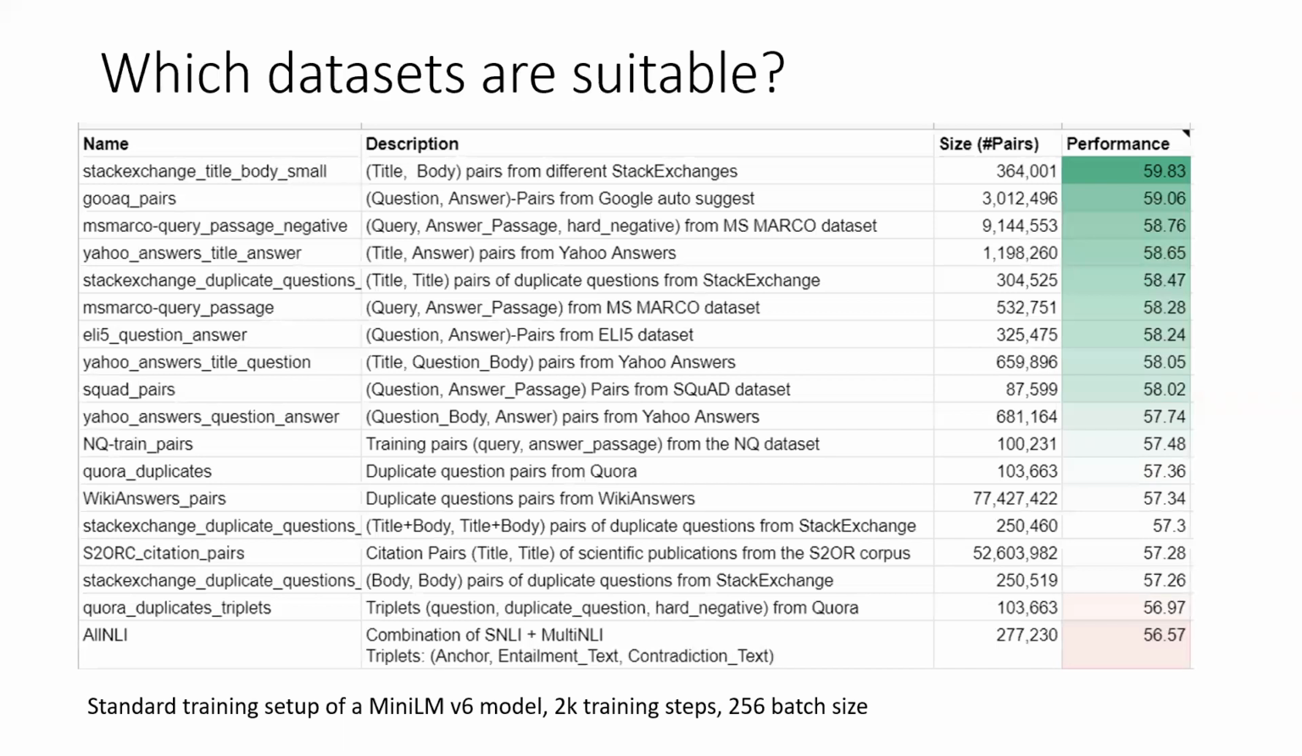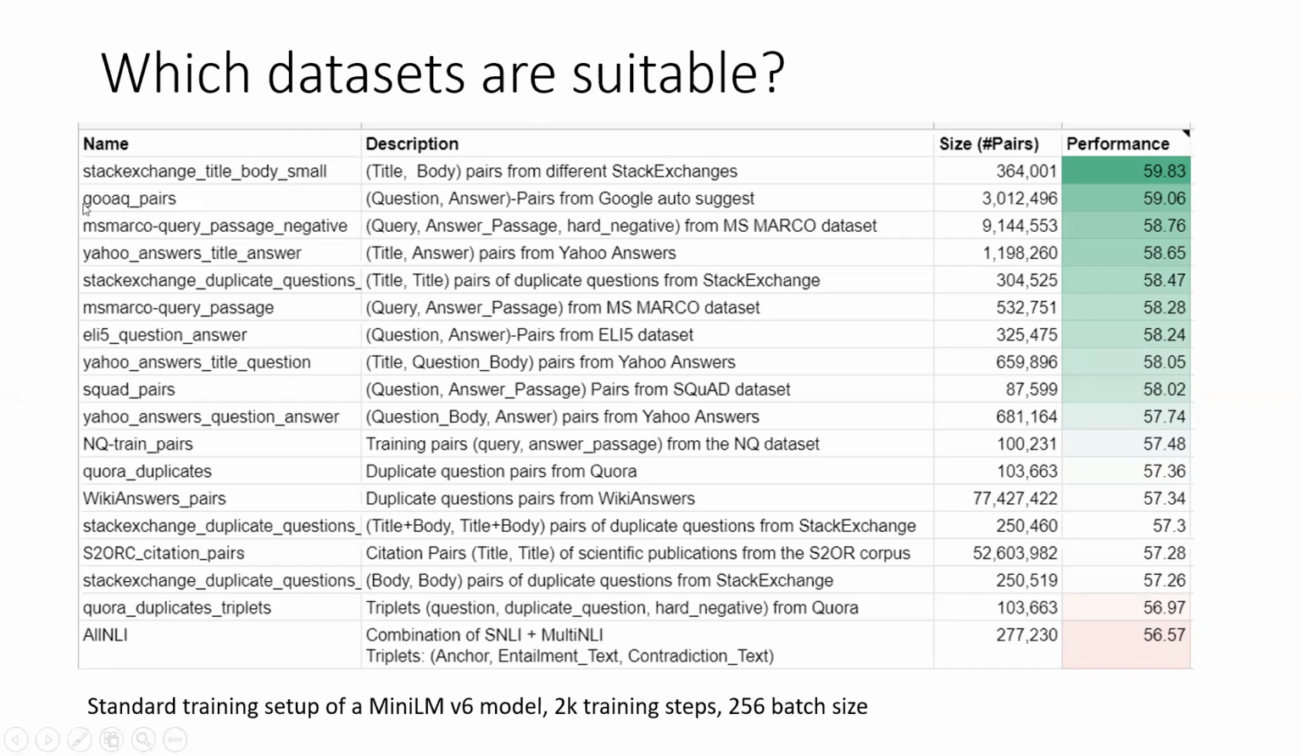As part of my research, I did create a standard training setup where I trained a model for 2000 steps with a batch size of 256. And I evaluated a lot of different data sets. Here you see some of the top ranking data sets on the performance. The performance is evaluated over 14 different tasks from different domains. And what we see works really well are these question answer data sets. For example, here's a small data set from Stack Exchange, just 300,000 examples where we take the title and the body from Stack Exchange, where we train it and we get really good performance.